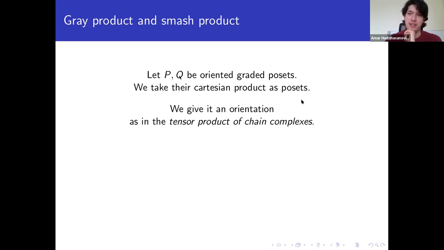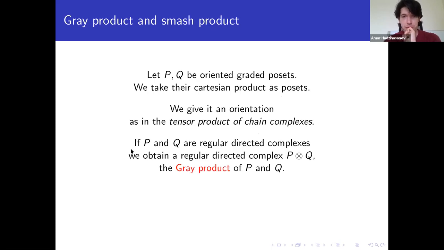In particular, we get a monoidal functor to the category of chain complexes given by linearization, by taking the free chain complex on this graded poset. So this is how we tensor together two oriented graded posets. And if P and Q are regular directed complexes, we get a regular directed complex, and that's what we call the Gray product. If you restrict this, for example, to cubes, then we get the same thing as the usual product inducing the Gray product on cubical sets.